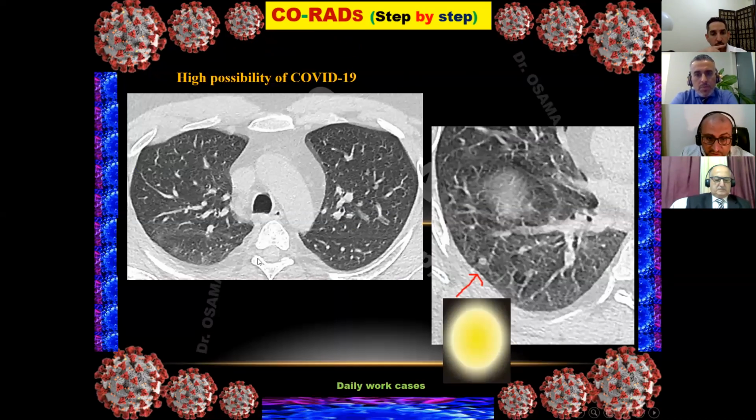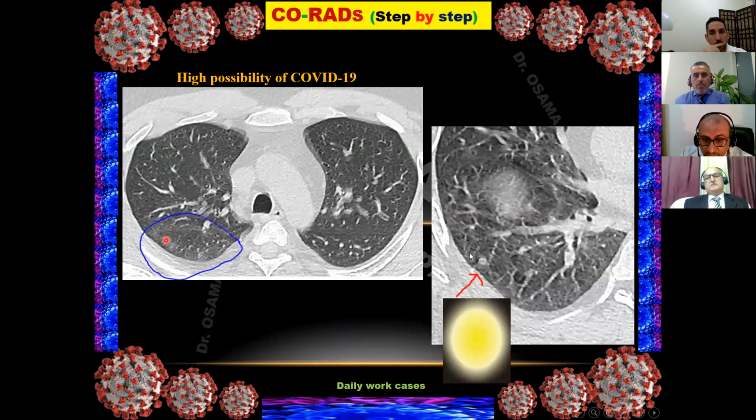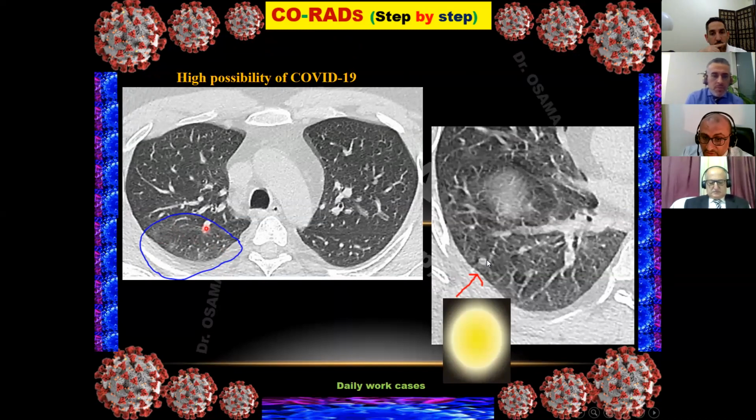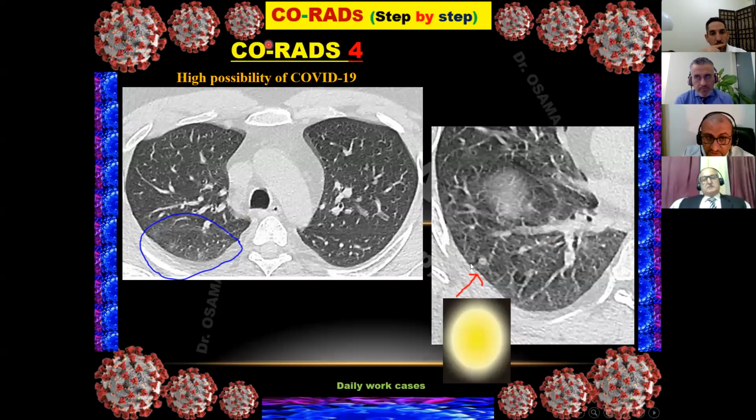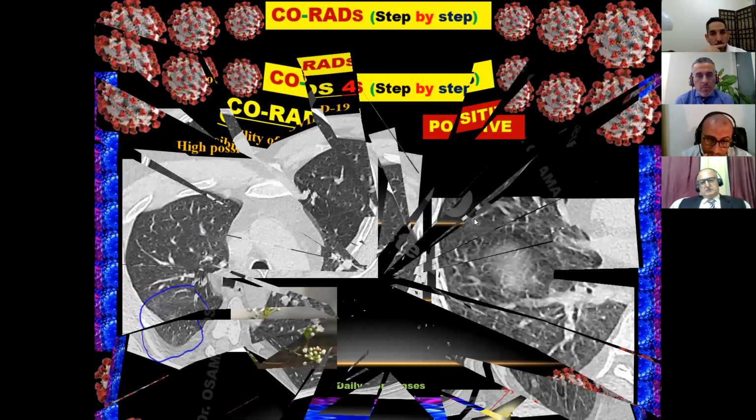Next case showing ground glass opacity, which appearing subtle at the superior segment of the lower lobe, and also there are nodules with a halo sign because there is a halo surrounding the nodules like the halo of the sun. And all the findings are unilateral. It is peripheral with a halo sign. So I diagnose it as CO-RADS 4, not CO-RADS 5. This meaning a high possibility of COVID-19. Also, the patient in the laboratory test was positive.